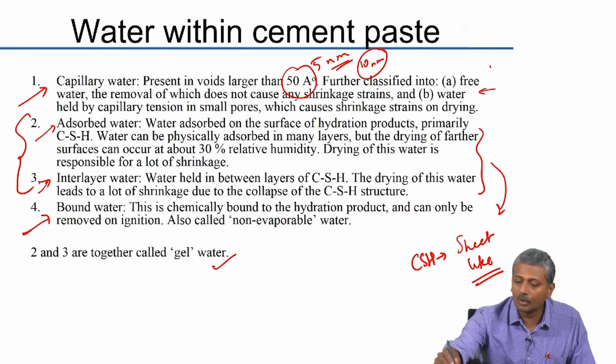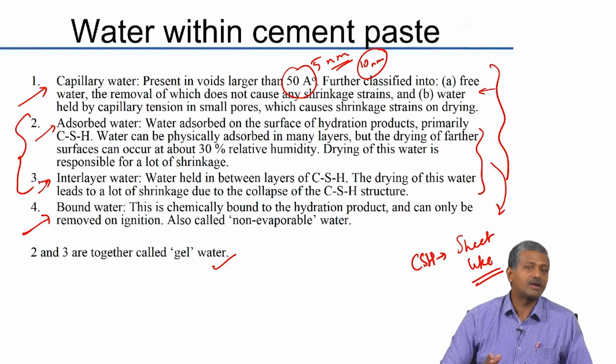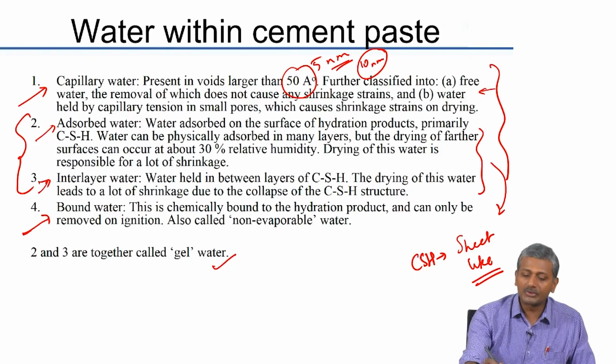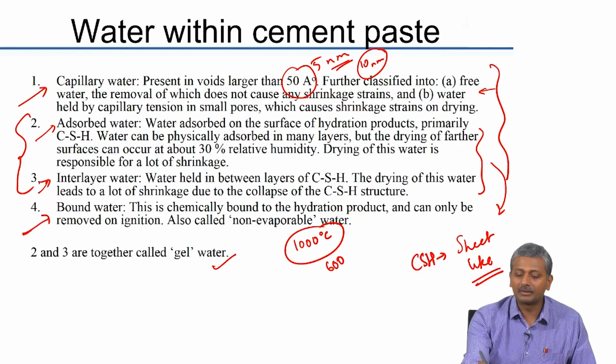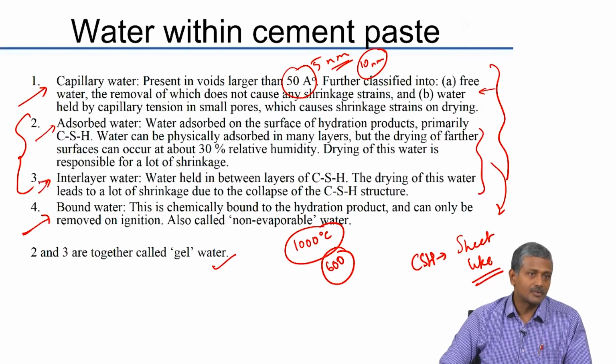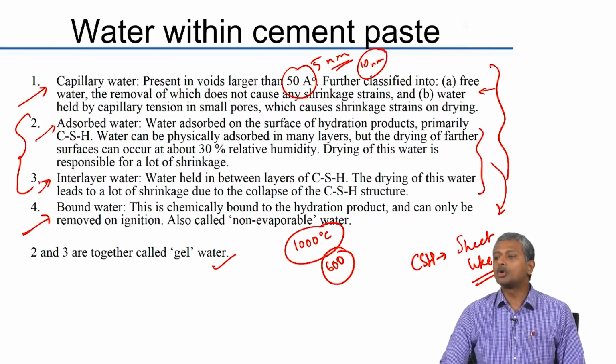All the first three types of water, if you simply take your cement paste and heat it to 105 degrees Celsius, you will remove all that water. But the water that still remains after 105 heating is bound water, because that is something which you cannot remove by heating, you have to remove it by ignition. You have to burn it up to about 1000 degrees Celsius, typically 600, but mostly we do loss on ignition tests all the way up to 1000 degrees Celsius. So it's usually enough to heat it up to 600, but we generally want to ignite it to about 1000 degrees Celsius.